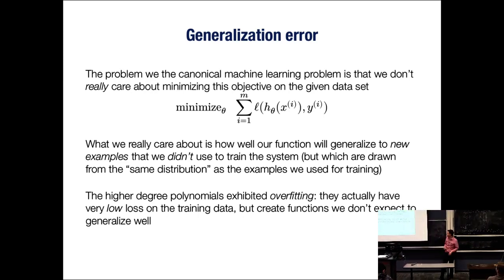That's not too interesting. What we actually care about is how well our function is going to generalize to new inputs. So if we get some data point we haven't seen before, how well is it going to predict on that data point? And this quantity is called the generalization performance or generalization error of a learning algorithm.